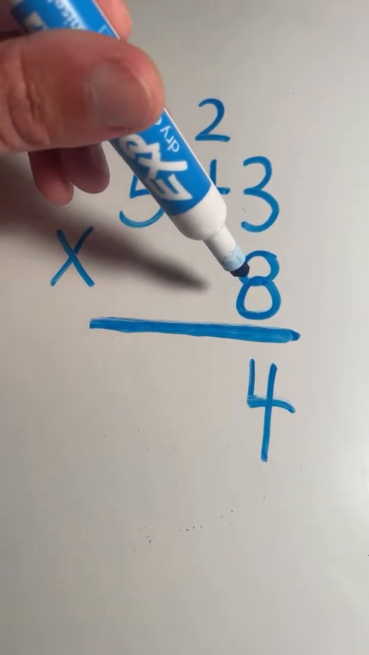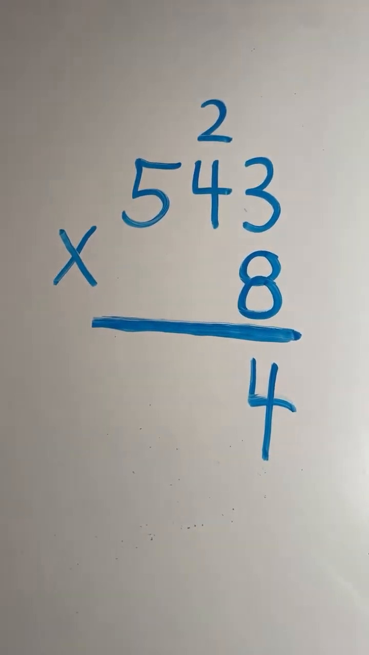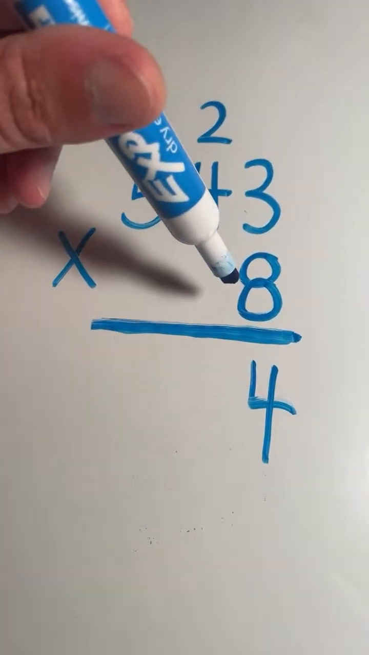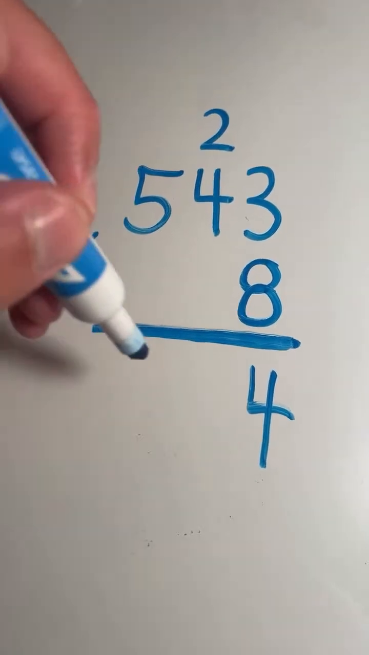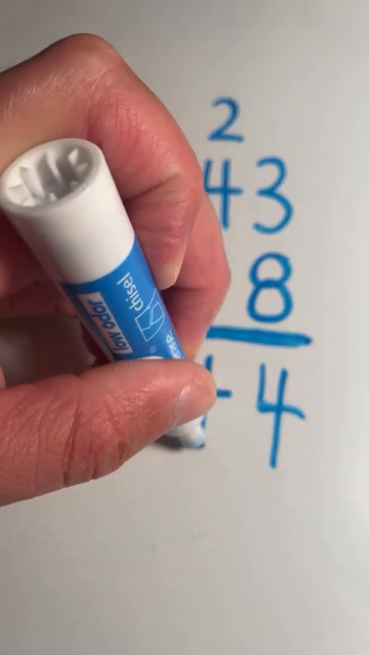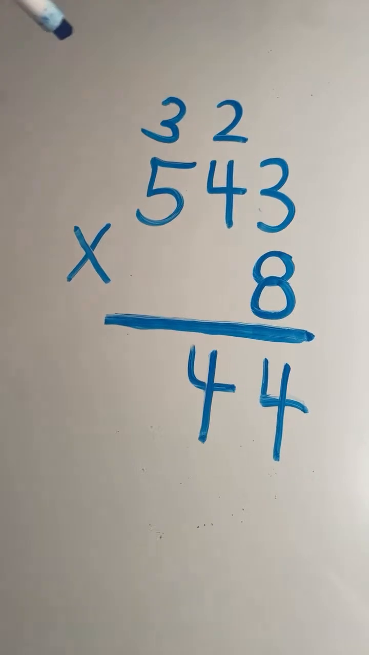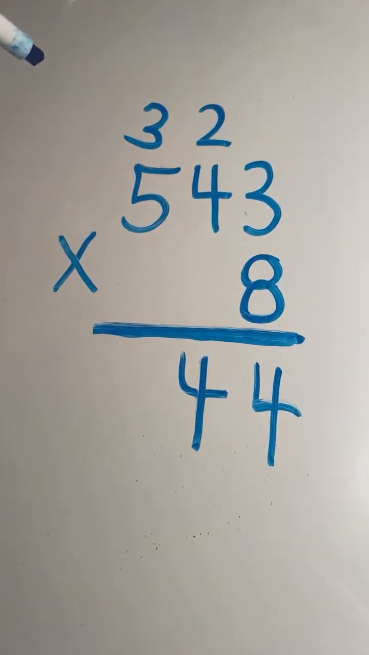Next, we're going to multiply 4 times 8, and we have to add the 2 that we carried over. 4 times 8 equals 32. 32 plus 2 equals 34. Again, we got to regroup. The 4 in 34 goes in the tens place. The 3 in 34 gets carried over to the hundreds place.